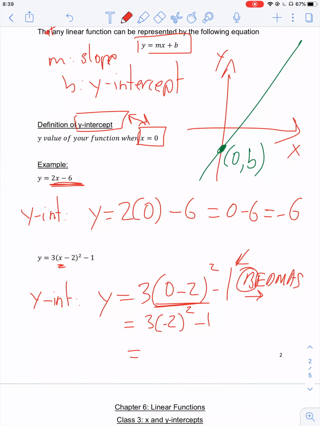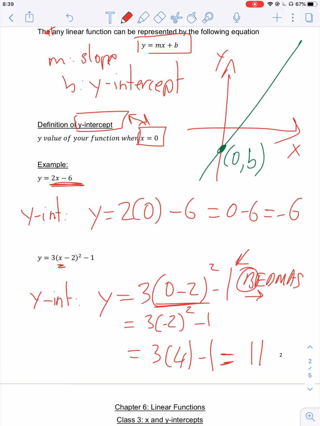So this just becomes 3. Now, minus 2 squared is minus 2 times minus 2, which is 4. And then this just becomes 12 minus 1, which is 11. Okay, so your y-intercept is, let me just write down the final answer. So your y-intercept is 11, okay? Because 4 times 3 is 12, and 12 minus 1 is 11. So it's not minus 1, as you can see.